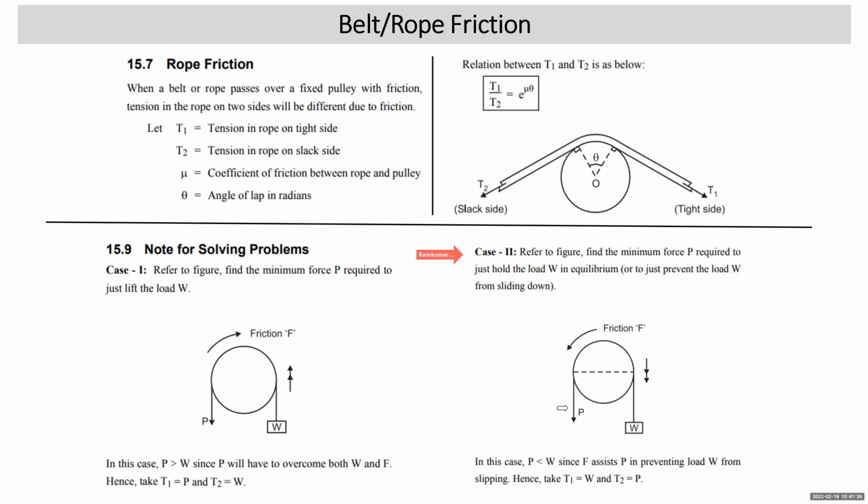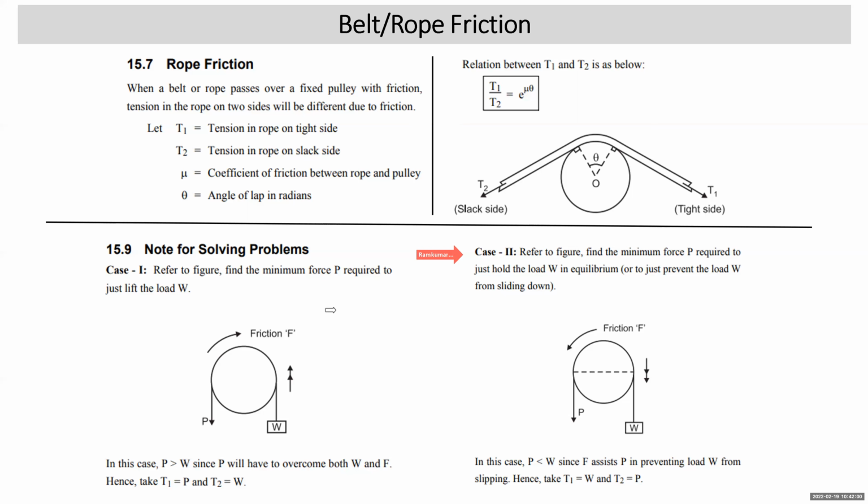So in that case, the value of P will be less than W, right? Because friction assists your job. Is it understood? So in this case, T1 is W and T2 will be P. If you remember it in very simple words, again I can explain that. Whenever you come across this kind of wording, value of P required to lift the weight, to raise the load, the value of P will be greater than W.